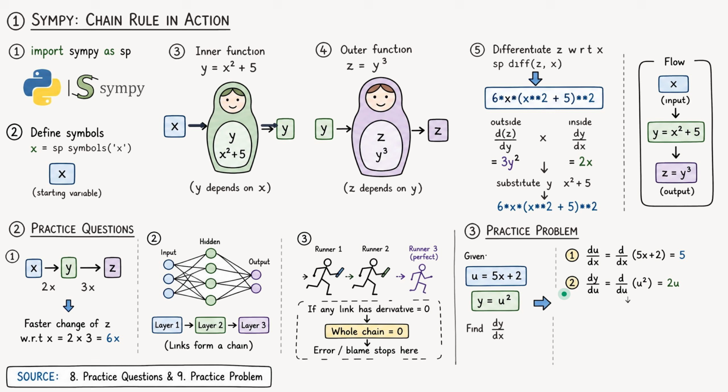Step 2. Find the derivative of the outer function y with respect to u. The derivative of u squared is 2u. Step 3. Multiply these two derivatives together. 5 times 2u gives us 10u.